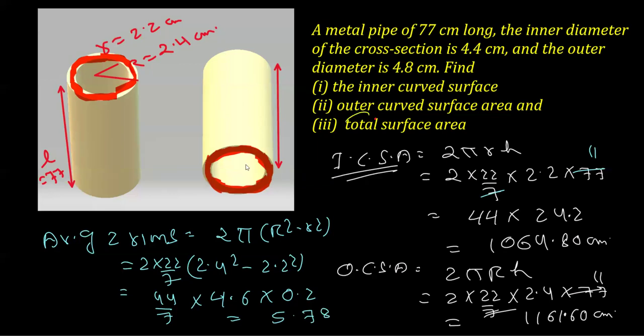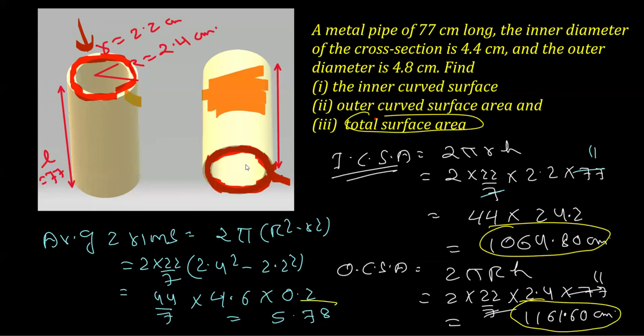Now comes the final part. We have to find out the total surface area. As I told you, the total surface area will include three parts. One is the inner curved surface area, that is the inside one, right? Then the outer curved surface area, that is this portion, plus the area of two rings. As you can see, there are two rings here, one over here, another over here. So if we include all these three, the inner curved surface area plus the outer curved surface area plus the area of the ring will give you the answer for the total surface area. So if I calculate, this is 1064.80 plus this is 1161.60, and that added with 5.78. So that comes out to be 2232.18.